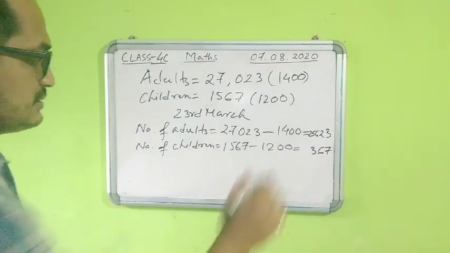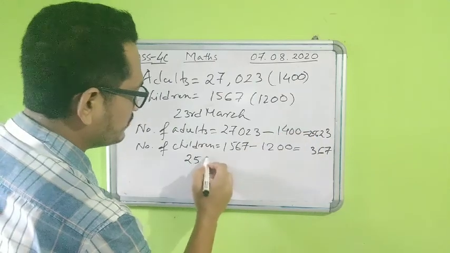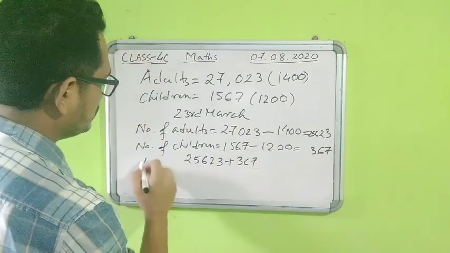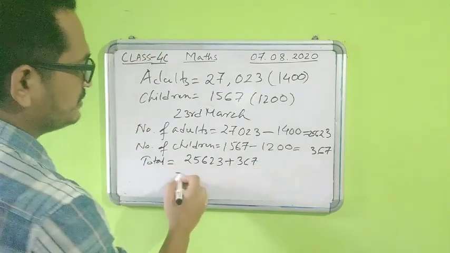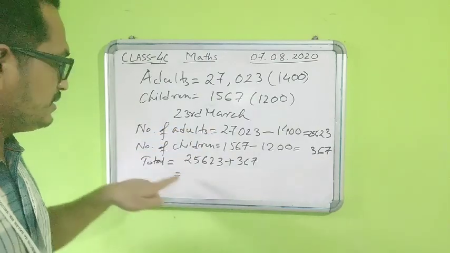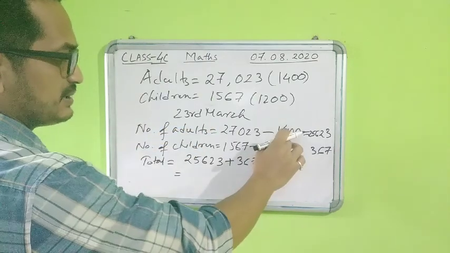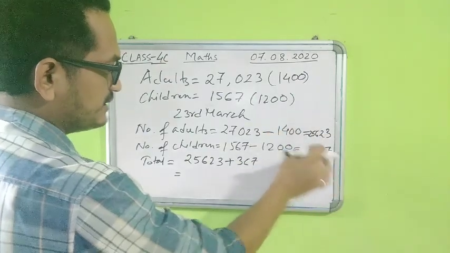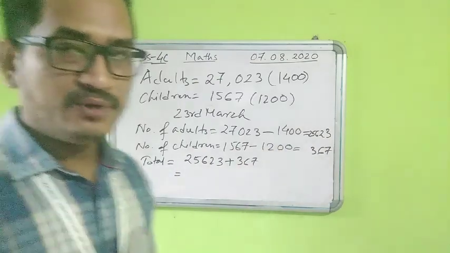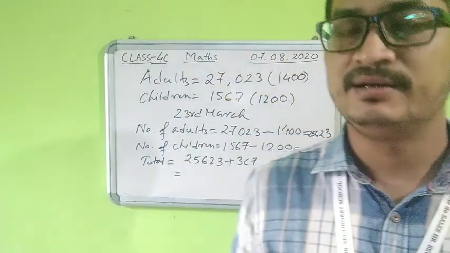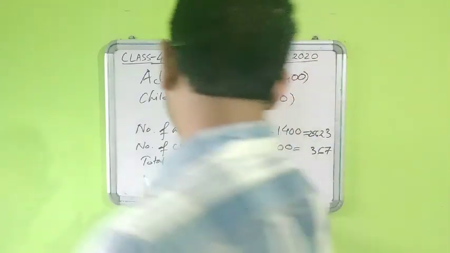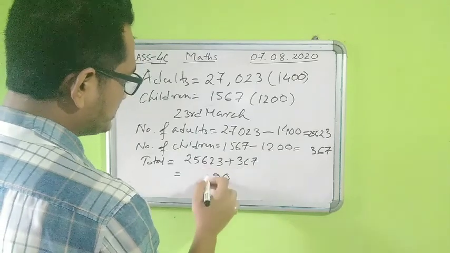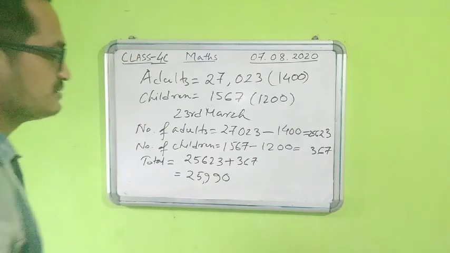Okay. So now students, the number of adults were 25,623 and 367 were children. So what will be the total population on 23rd March? After subtraction of 1400 adults and 1200 children, we got these two answers, and after adding these two, whatever answer will come, that will be the total population on 23rd March. So if we add these two now, 3 plus 7, 10, 1. 6 plus 2, 8 plus 1, 9. 3 plus 6, 9. 10, 5, 9. 25,990.